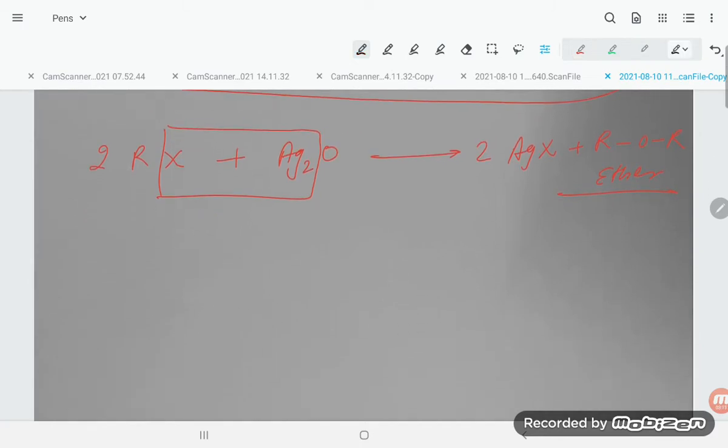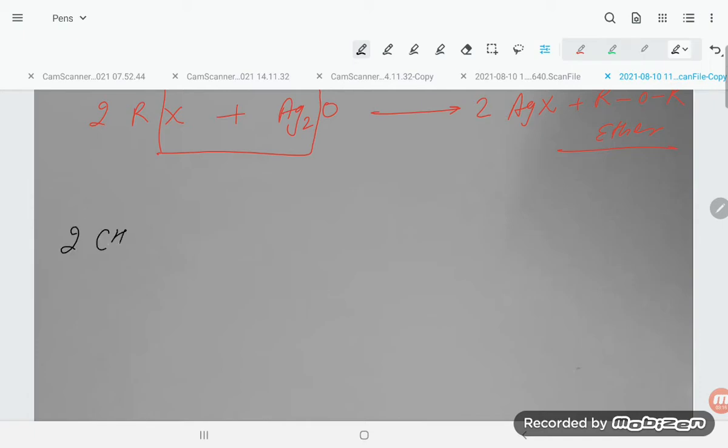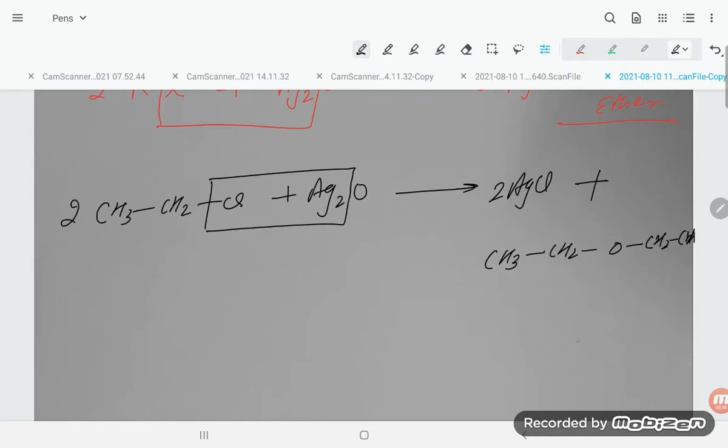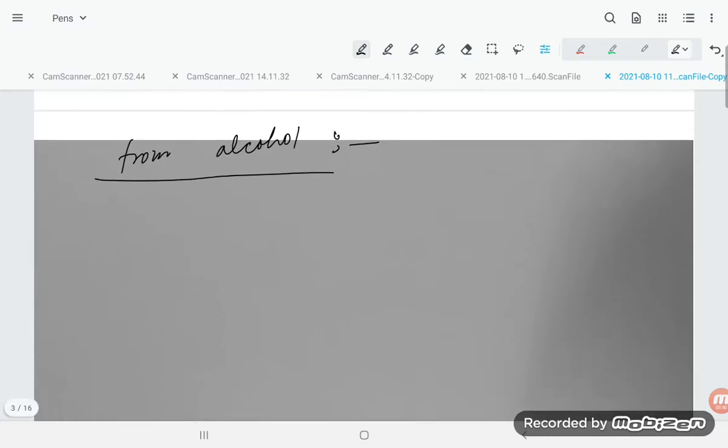Now let us move to the next problem. If we have 2 molecules of CH3CH2Cl and you treat them with Ag2O, 2AgCl is formed, plus CH3CH2OCH2CH3. This is ethoxyethane. This is our required answer. So from dry silver oxide and alkyl halide we can produce the ether molecule.